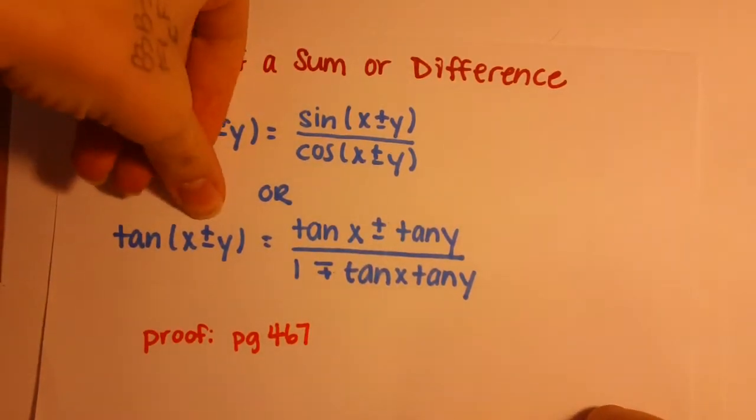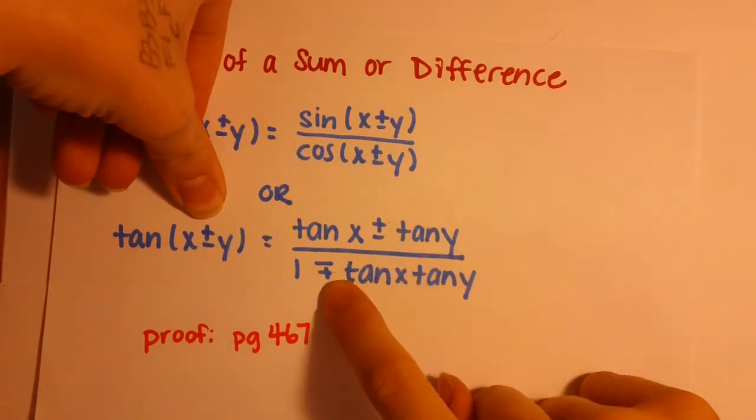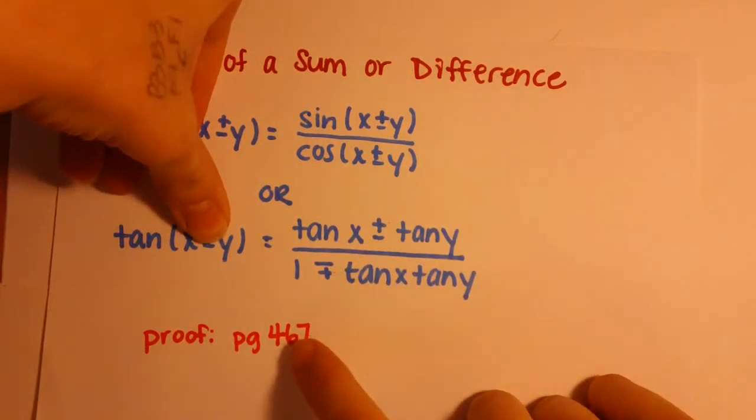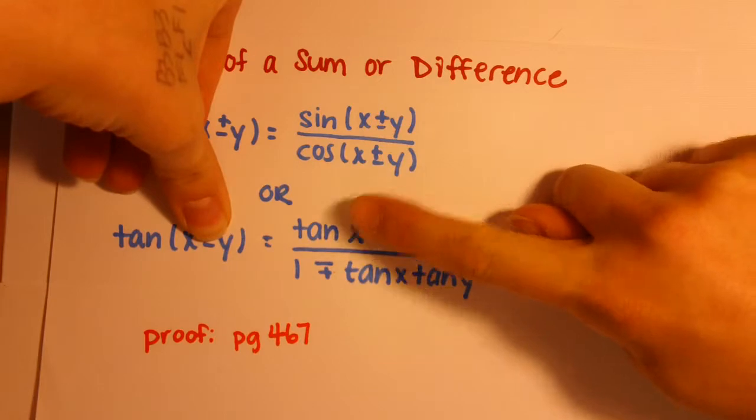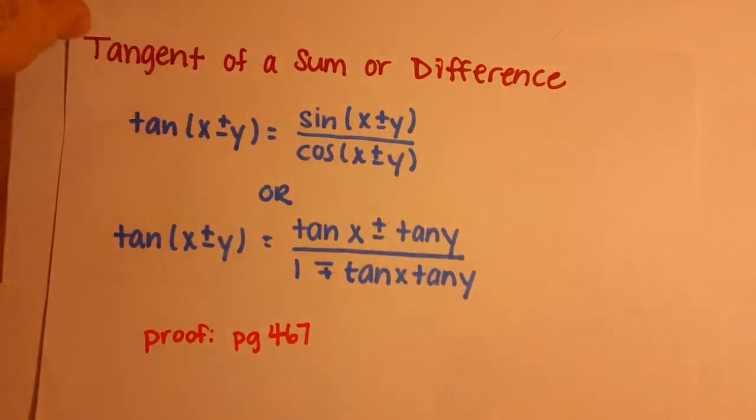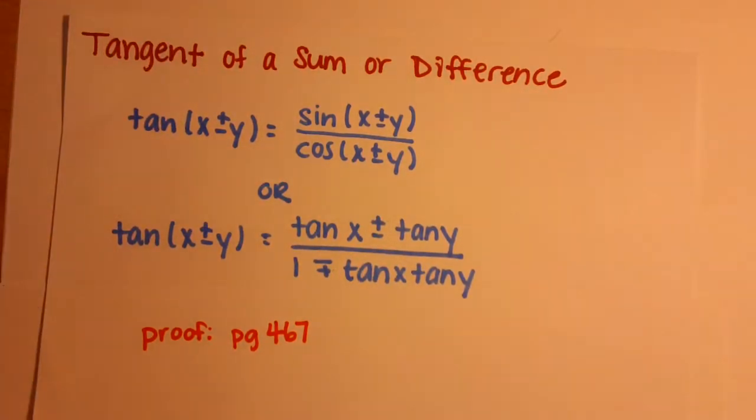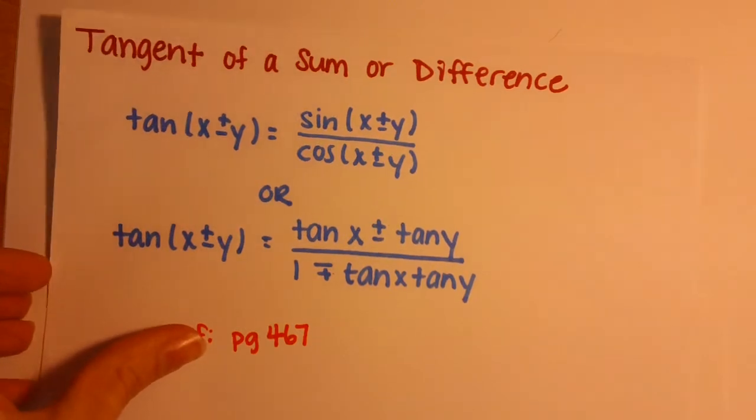So when you're using the sum here, you're going to have a plus up top, minus on the bottom. When you're using the difference here, you're going to have a minus up top and then a plus on the bottom. Okay? There's a proof of this on page 467 if you're interested in looking at it. So now let's look at an example.